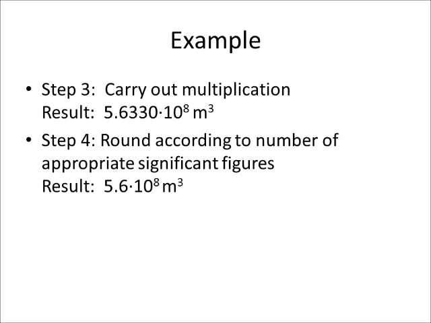Now we carry out the multiplication. Our result is 5.6330 times 10 to the 8th meters cubed. More information than the absolute precision of our numbers actually justifies. So we're going to round according to the number of appropriate significant figures, which is 2, which means that our initial result of 5.6330 times 10 to the 8th becomes 5.6 times 10 to the 8th meters cubed.